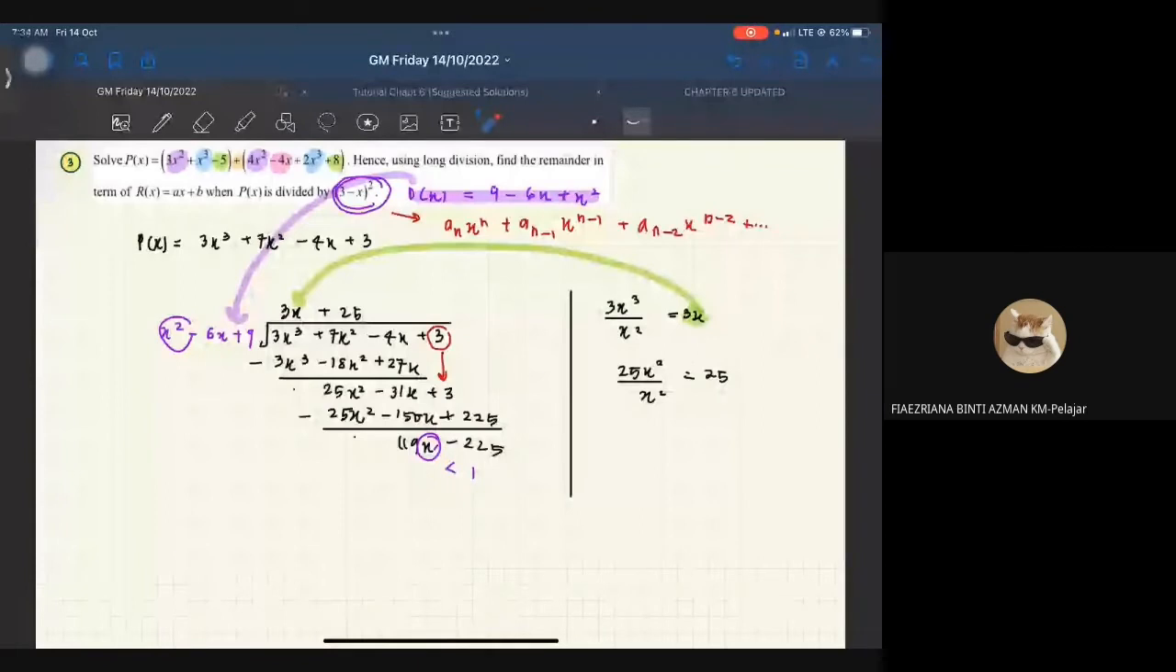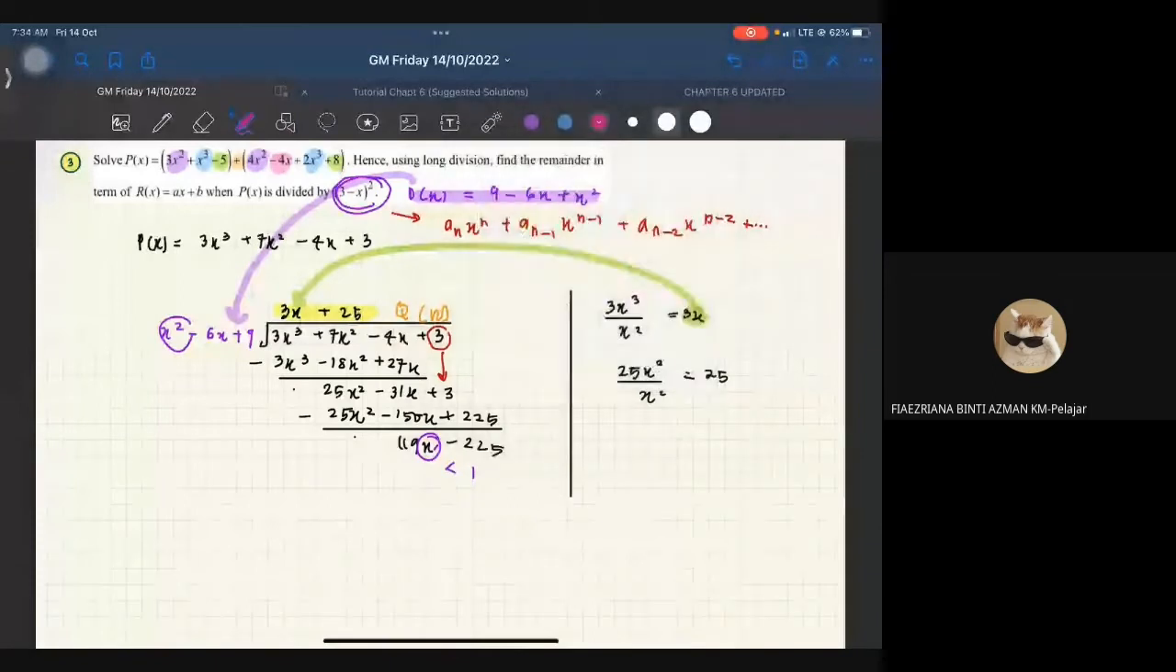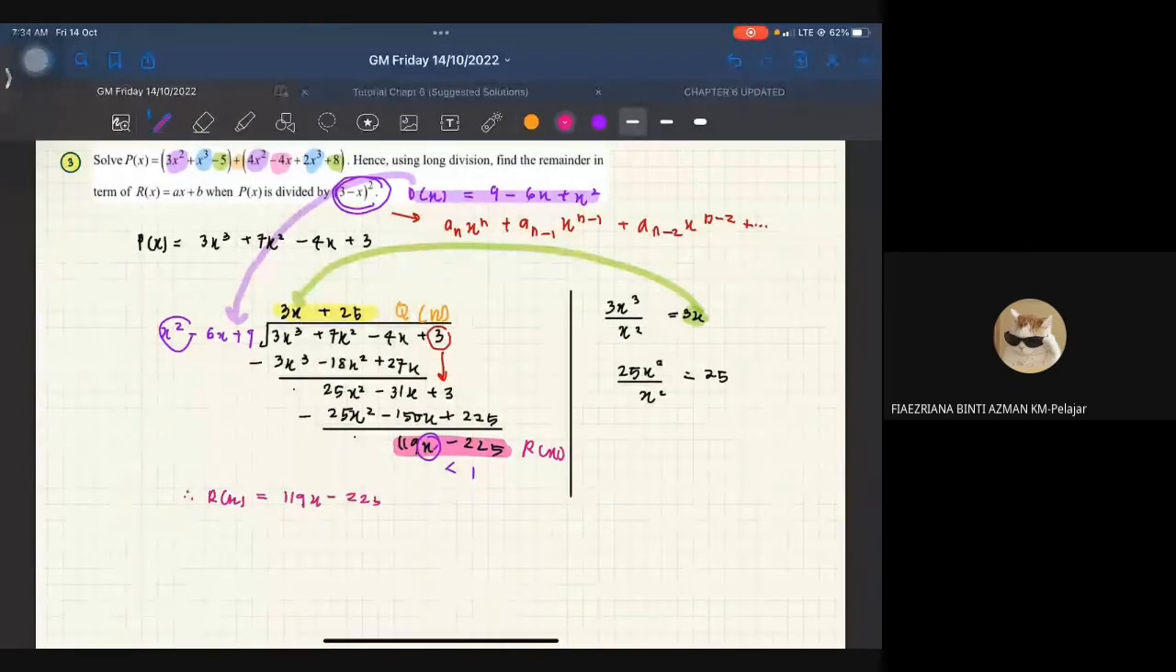The one on top, this is what we call the quotient. So this is our qx. And the one at the bottom, in pink, which is a colour I haven't used yet, this one at the bottom is what we call the remainder. It's not reminder, it's remainder, baki. So this is our Rx. Just rewrite it once more. Rx is equal to 119x minus 2 to 5. So this is our answer.